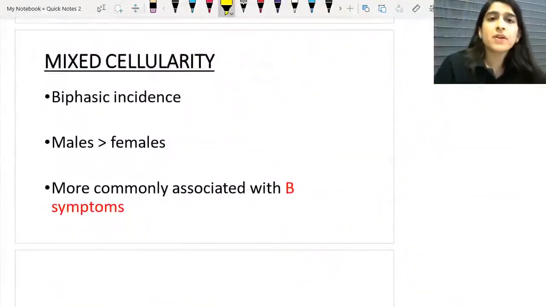Now we move further to the mixed cellularity subtype of classic Hodgkin's lymphoma. This entity has a biphasic incidence, which means it is seen in the younger population as well as in the older population. Males are more commonly affected than females, and there is a very important finding that these patients are more commonly associated with B symptoms. So what are these B symptoms? They have unexplained loss of weight, unexplained fever, and night sweats. Patients having mixed cellularity type of Hodgkin's lymphoma are more commonly associated with all these B symptoms.